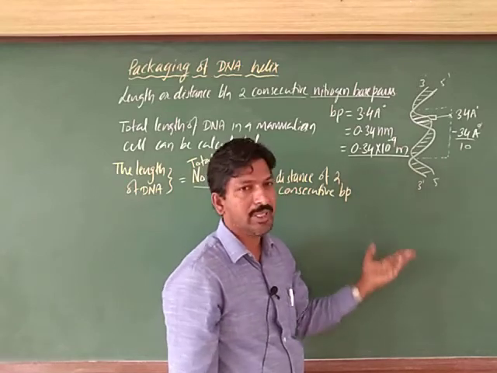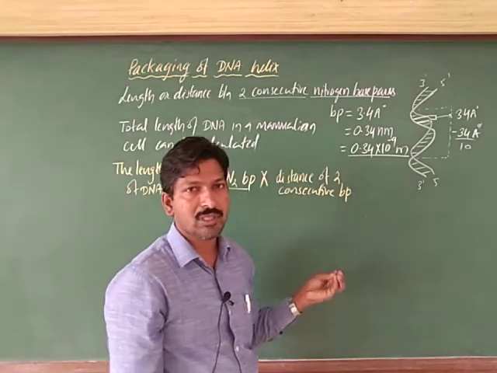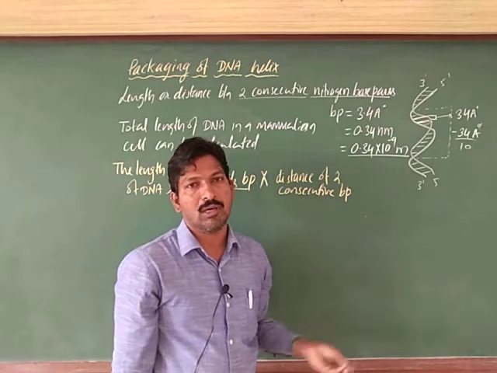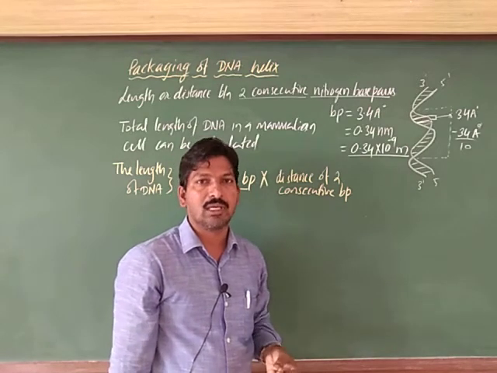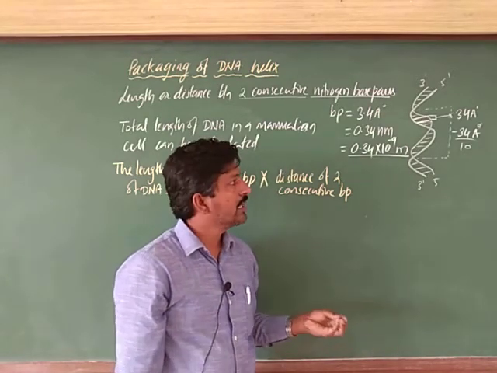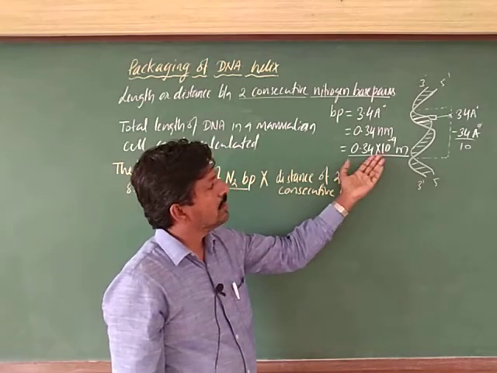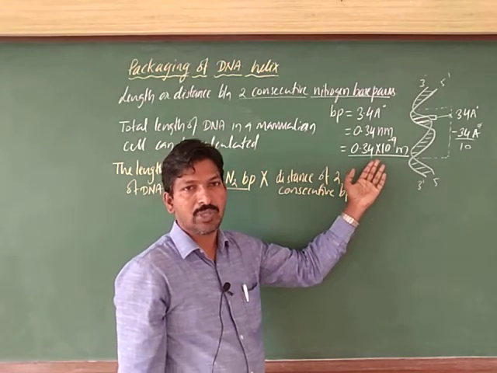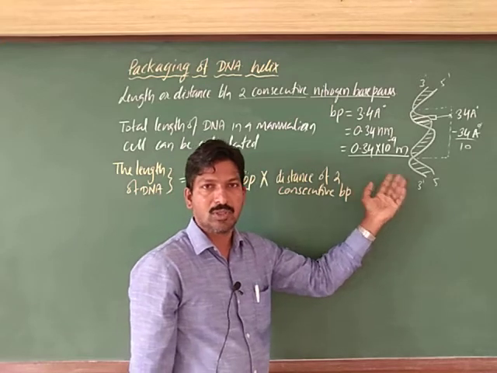Of course, the human DNA is a B form DNA, which is usually found in almost all natural cases. So, the B form DNA is there. That means 3.4 angstrom will be the distance between two nitrogen base pairs. Understood? So, that is why.